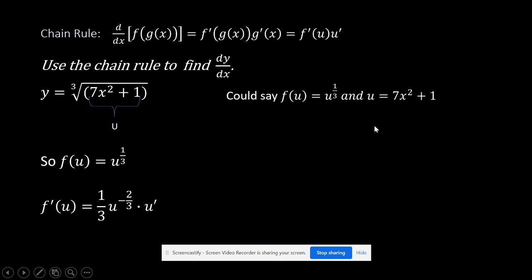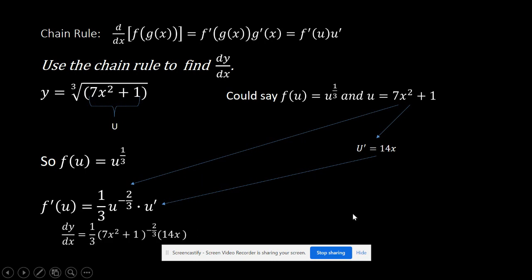Let's go get u prime. Derivative of 7x squared is 14x, and now I can throw that in. So let's start off by thinking, well, the u gets to live here. The u prime gets to live here. And now I can write this in terms of x.